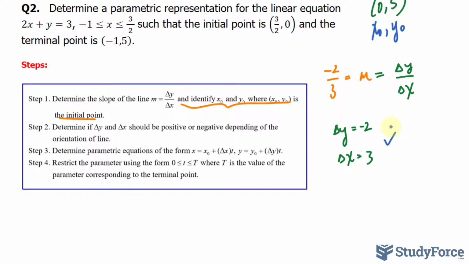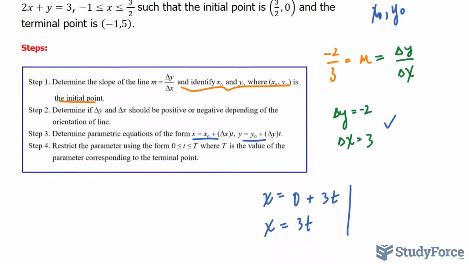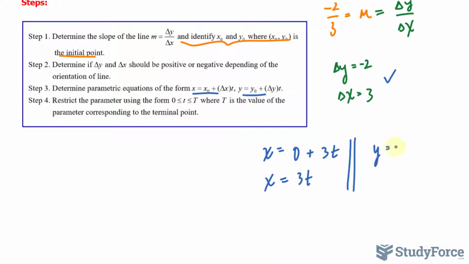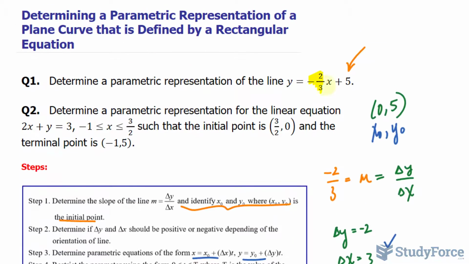Step 3, determine the parametric equations in these two forms. That's important. So our very first parametric equation will be x is equal to x initial, which we said to be 0, plus delta x, 3 times t. This simplifies to 3t. For the other parametric equation, I have y is equal to, this time y initial, which we set to be 5, plus delta y, that's negative 2 times t, and this simplifies to negative 2t plus 5. These two are the two parametric equations that represent the original rectangular equation.